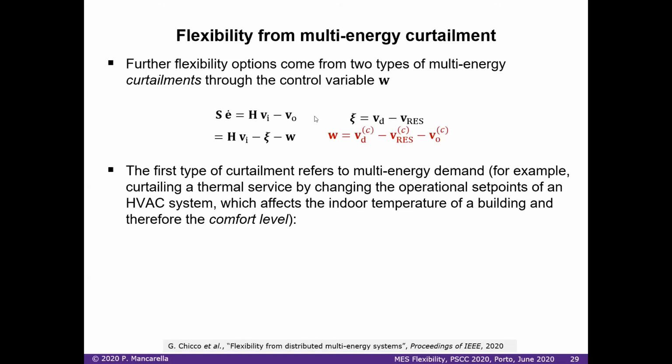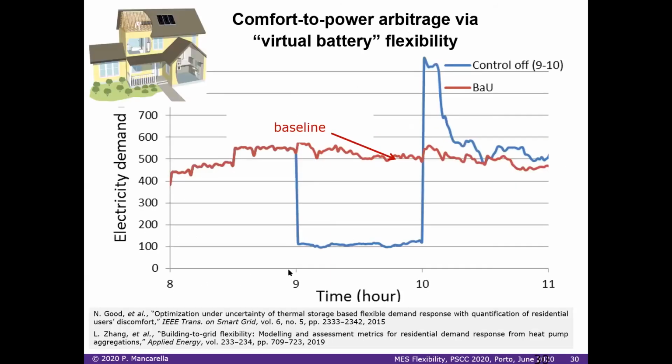And in our formulation, this corresponds to some form of curtailment that we have introduced here in my demand of energy vector. In this case, it would be for heat. This is what we call comfort to power arbitrage and relies on virtual storage. Let me explain you better what this means.